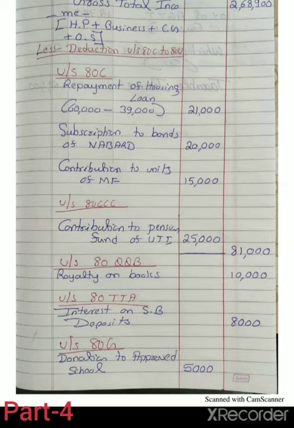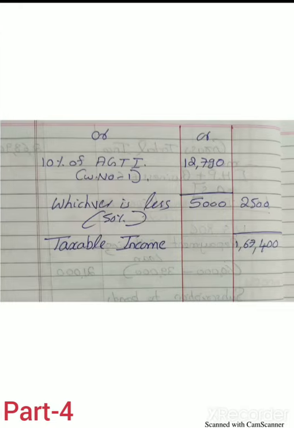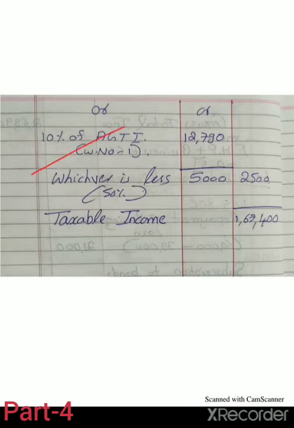After claiming all the donations and all the deductions, come to 80G. Okay, under section 80QQB, royalty on books rupee 10,000. 80TTA, interest on SB deposit with bank 8,000. 80G, donations to approved school 5,000. The category of donations to approved school comes with the limit of 10% of adjusted gross total income.